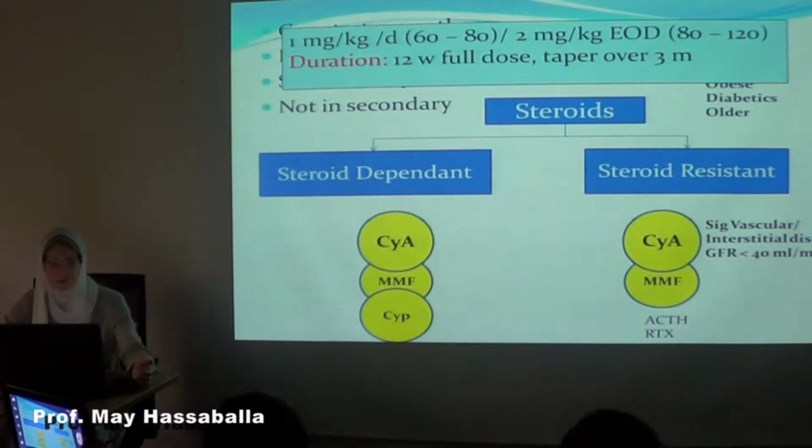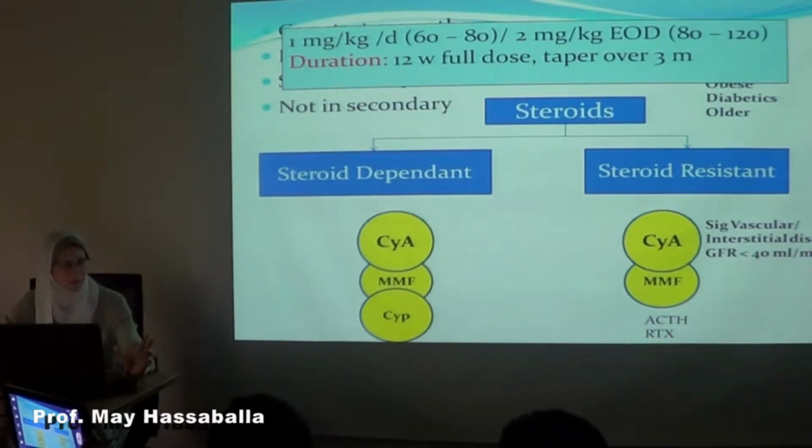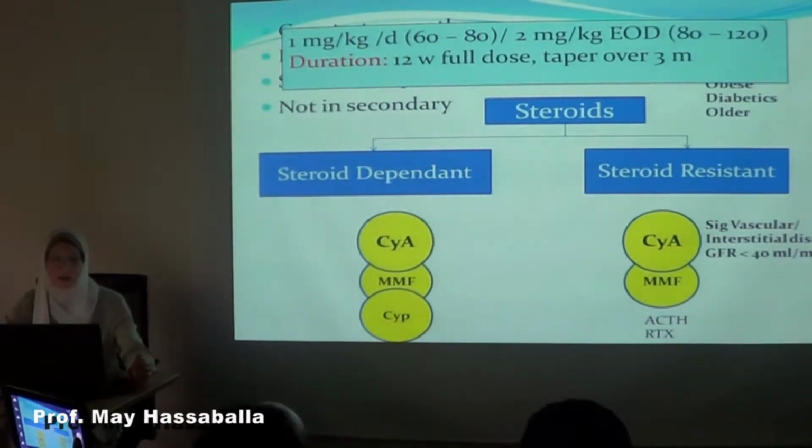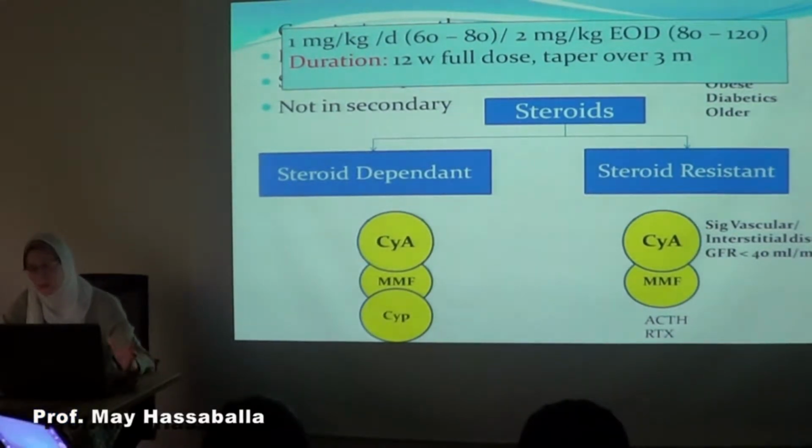So if you get a complete remission in 12 weeks, then you continue your full dose treatment for 12 weeks and you taper over 3 months or 3 to 6 months. But if you don't get a full remission, then you will have to extend the duration and you taper over 6 to 9 months.